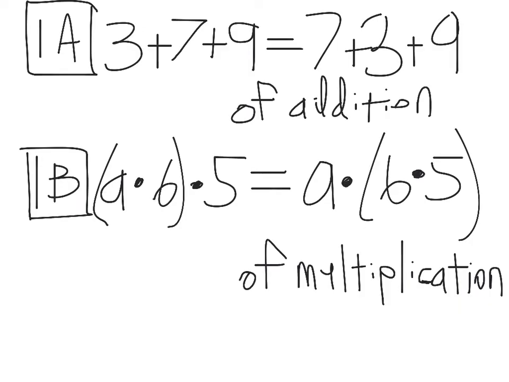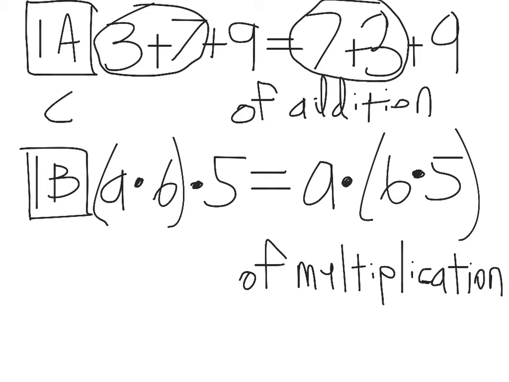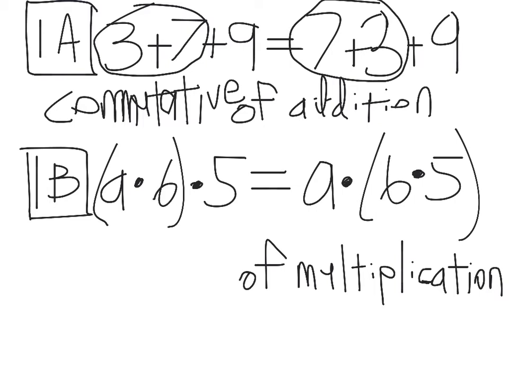All right, now example 1 says to name the property shown by each statement. So letter A has 3 plus 7 plus 9 equals 7 plus 3 plus 9. So you're just trying to figure out which property are they talking about. Well, what you should notice here is the plus 9 stayed in the same spot, but 7 plus 3 and 3 plus 7, the order got switched. So that is called the commutative property of addition. All right, this pen is kind of hard to write with, but it should be commutative property of addition because of those things changing. So that's what you got to notice.